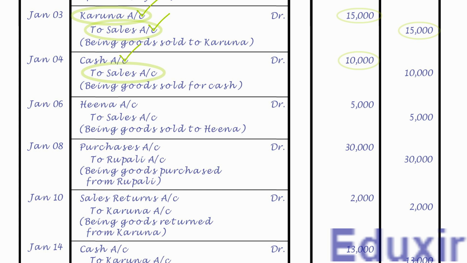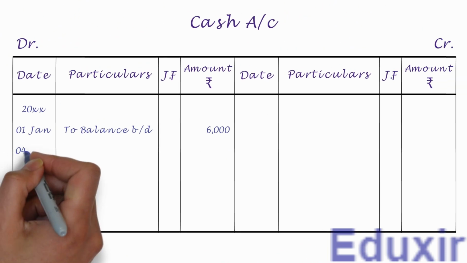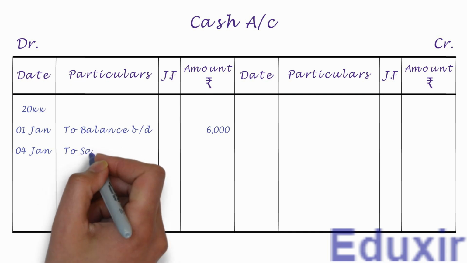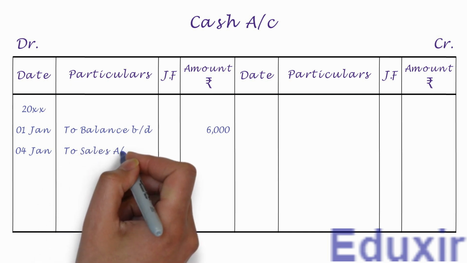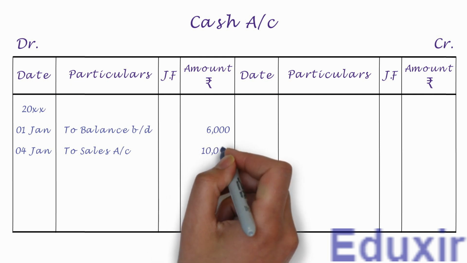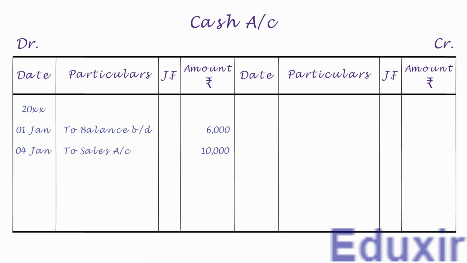Now on the debit side, let us first write the date in the date column. We need to write to sales account into the particulars column. Let us write the debit amount of 10,000 rupees into the amount column. With that, we have completed the posting of this journal entry into the cash account. Let us now take up the next entry.